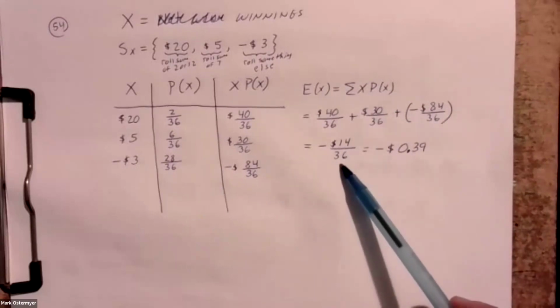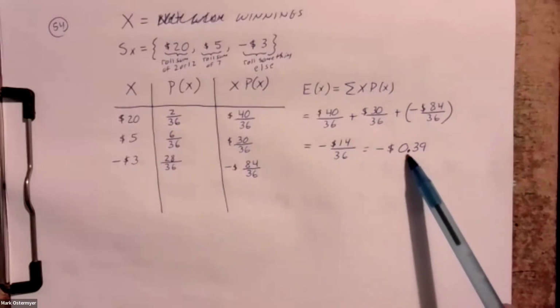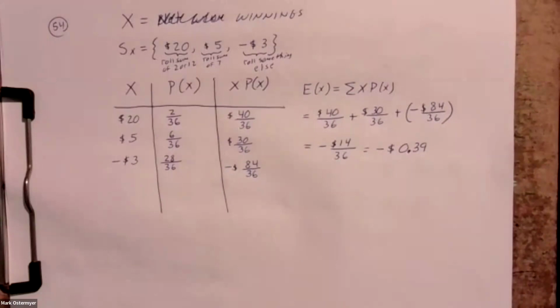And we get our expected value, which is negative 14 over 36, which is about negative 39 cents. You're expected to lose about 39 cents per play on average. So if you were to play this game many, many times, keep track of all the outcomes, and divide the sum of all those outcomes by the total number of outcomes, you would average losing about 39 cents per play. So obviously the game favors the house. It's not a fair game.